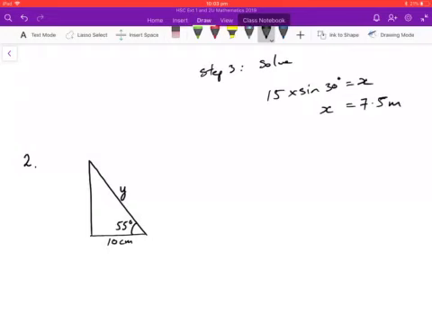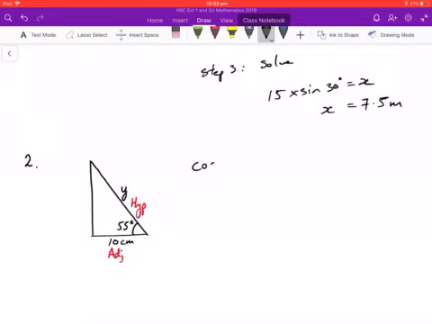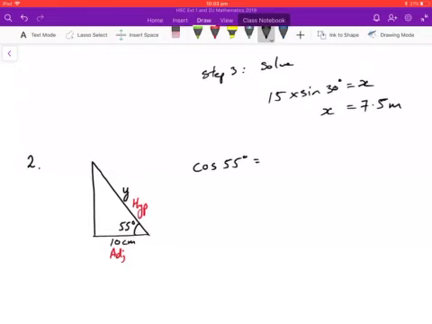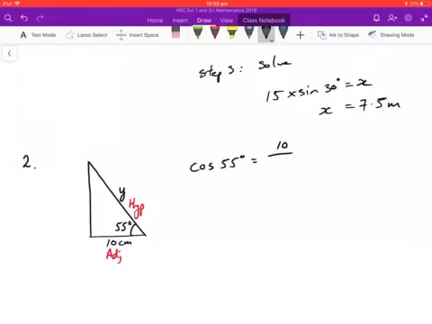All right, so we've got to think, well, what is this? Well, this is the hypotenuse here, and this is the adjacent side to the 55. Now, which ratio involves adjacent and hypotenuse? Well, it's cos. So we're going to write the expression. That's if we decide that it's cos. Step 2 is write the expression. So cos 55 degrees is equal to adjacent 10 over hypotenuse, which is y.